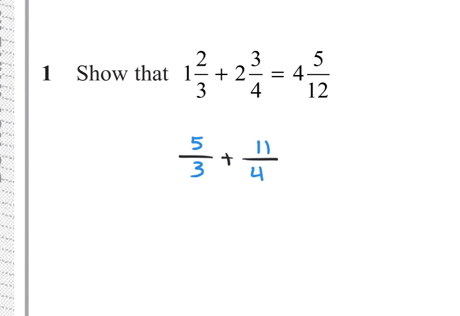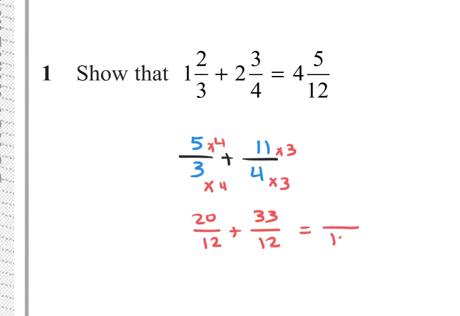Now we need the same denominator, so multiply 3 by 4, multiply 5 as well by 4, and 4 multiply 3, 11 multiplied by 3. So now you have 20/12 plus 33/12. Same denominator, then you can add 20 plus 33, 53.